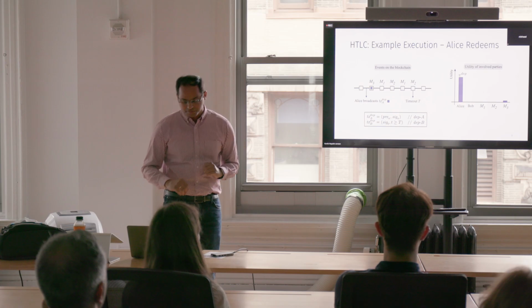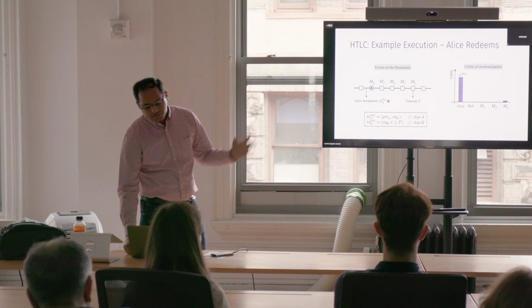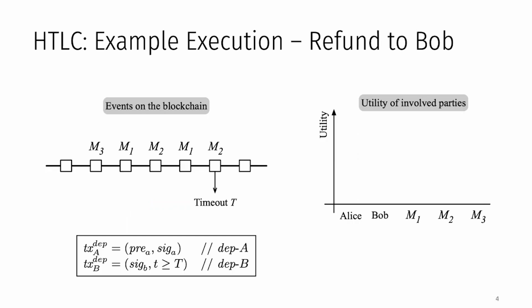Okay, very simple. The other situation is where Bob obtains a refund in a situation where, let's say, Alice is inactive.